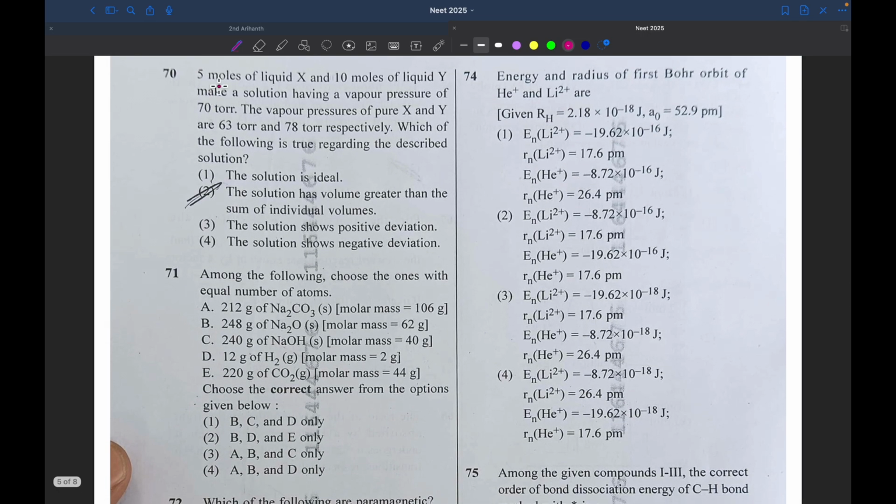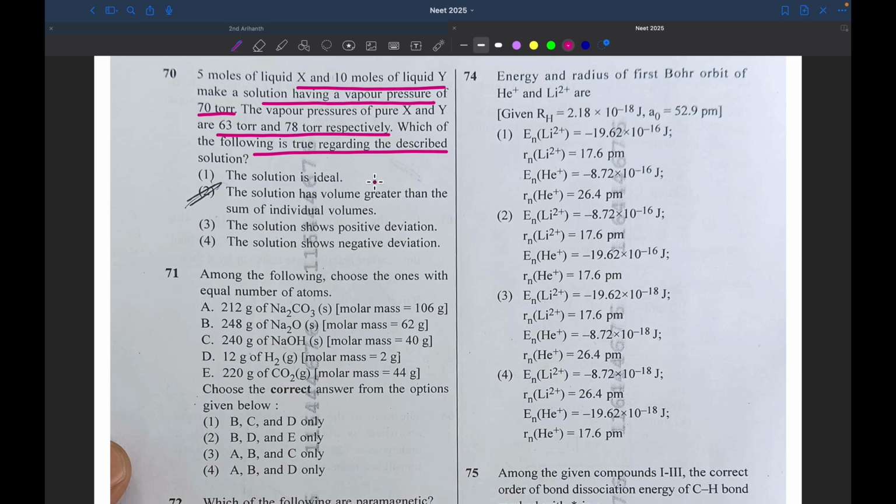So here, the 70th question: 5 moles of liquid X and 10 moles of liquid Y are mixed to make a solution having vapor pressure 70 torr. The vapor pressures of X and Y are 60 and 78 respectively. Which of the following is true regarding the solution? Solution is ideal, non-positive deviation, negative deviation. This is an application question, right? We shall solve it.